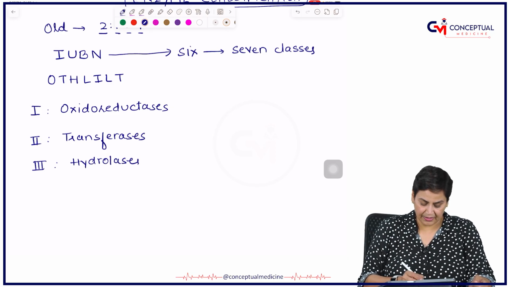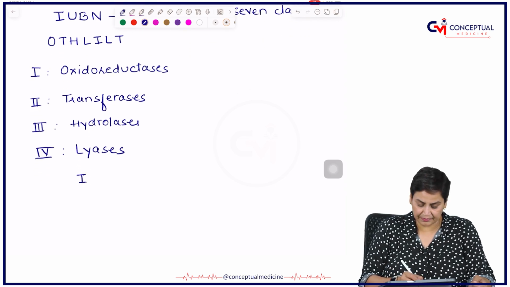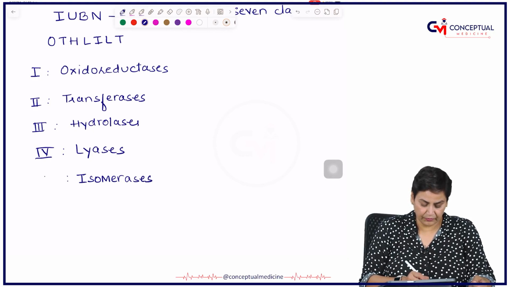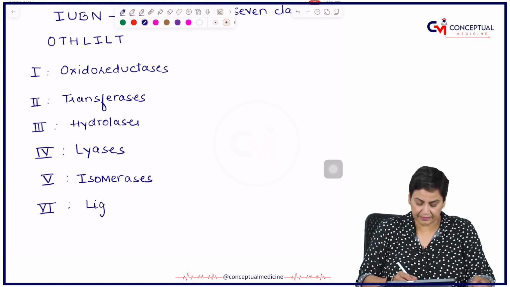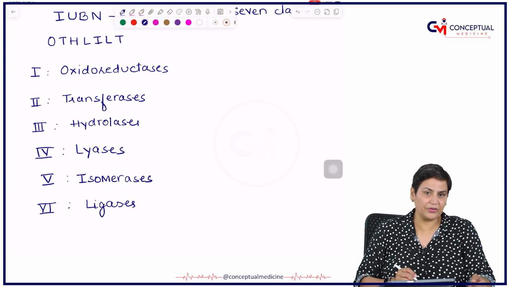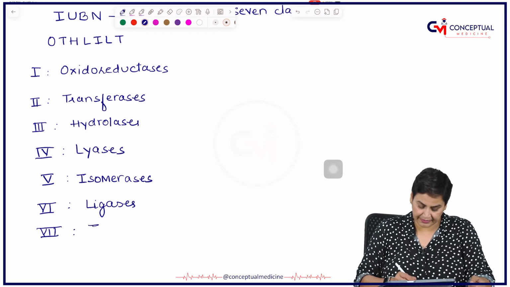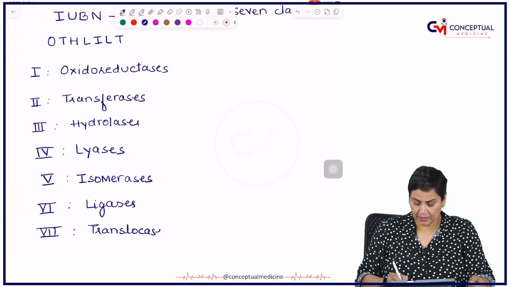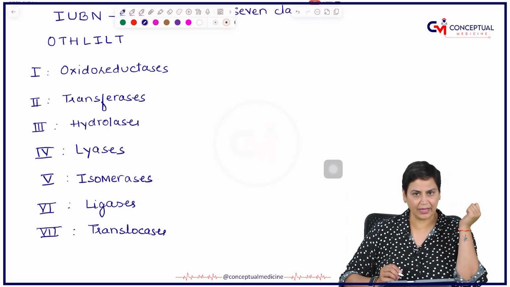L stands for lyases. I stands for isomerases, which is type 5, and then comes type 6, which is ligases. And the last, which has been recently introduced, I can say type 7, is translocases. So this is how we classify the enzymes into 7 major classes as per International Union of Biochemical Nomenclature.